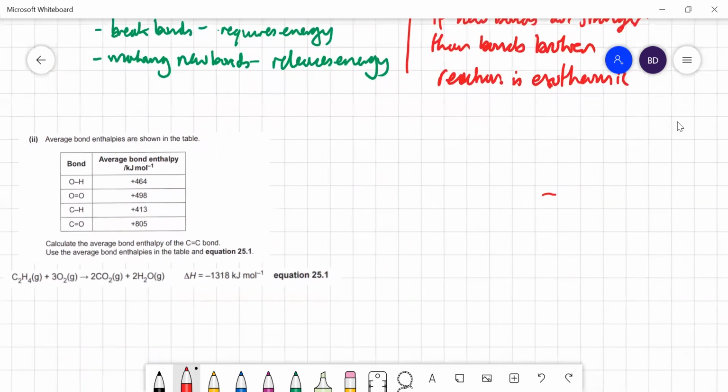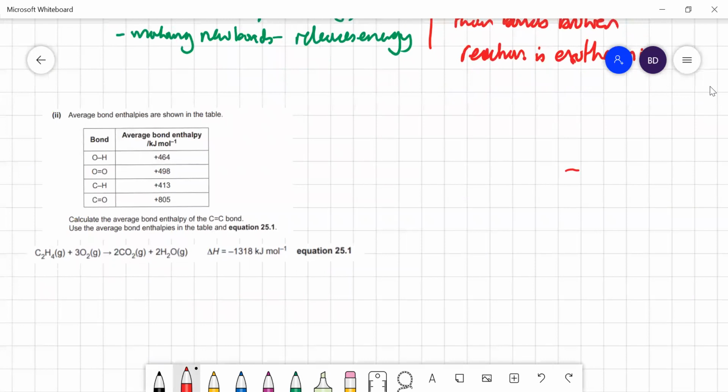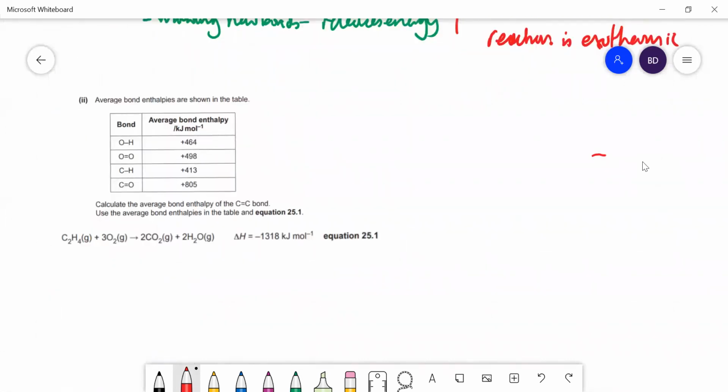Right, here is a bond energy calculation then here. It says, right, average bond enthalpies are shown in the table. I'll give you them all. Calculate the bond enthalpy of the C=C bond. That's what we've got to do, using the bond enthalpies and this equation here, which I've pasted down again. So they tell us the enthalpy change for this reaction.